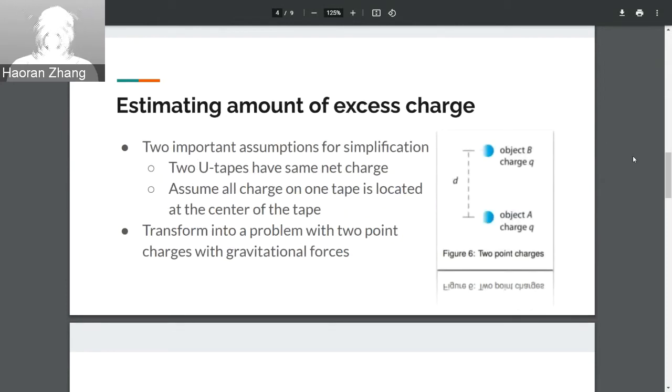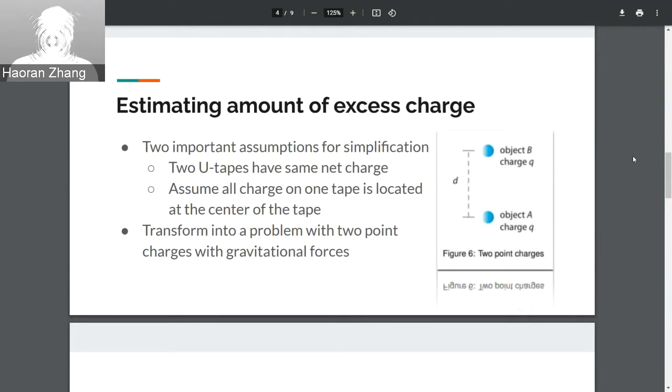Next, we want to estimate the amount of excess charge on the tape. In this experiment, we use two U-tapes that we made. We put one at the bottom, which we'll name tape A, and the other tape, which we put at the top, we name tape B.